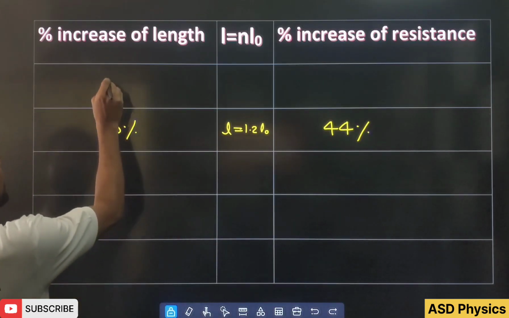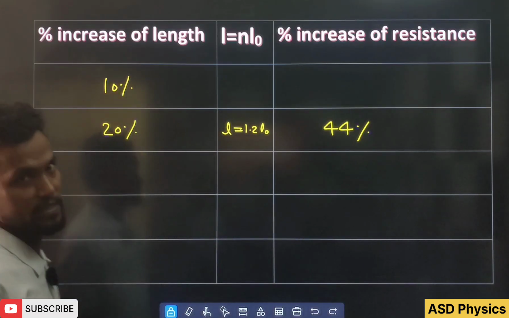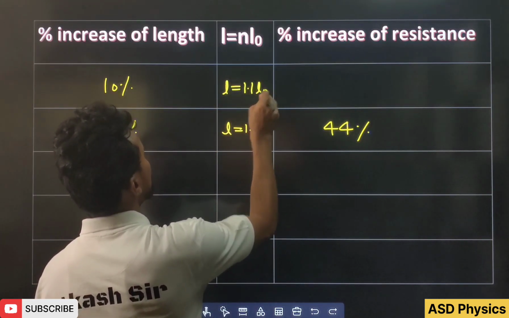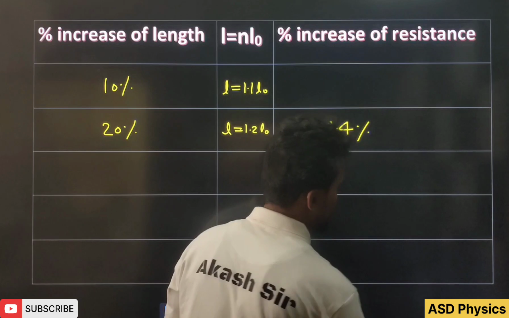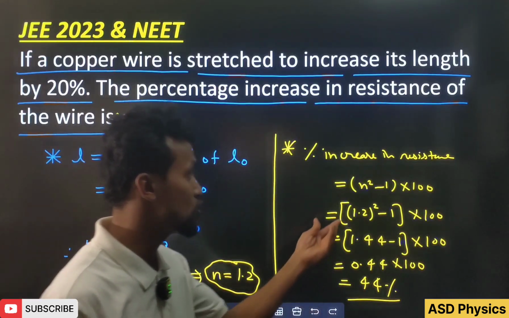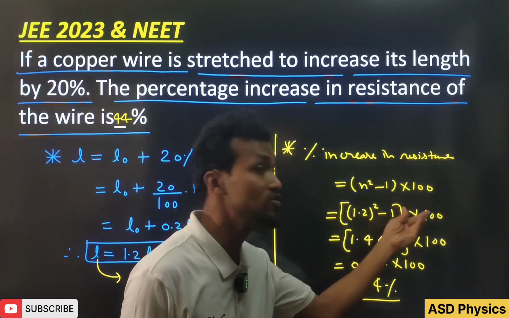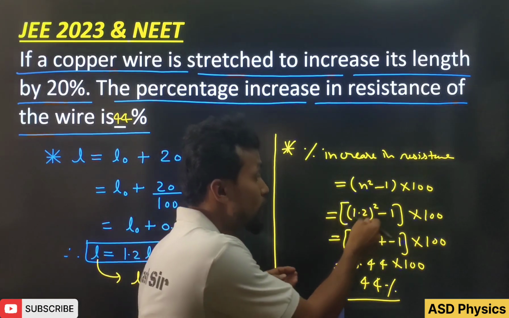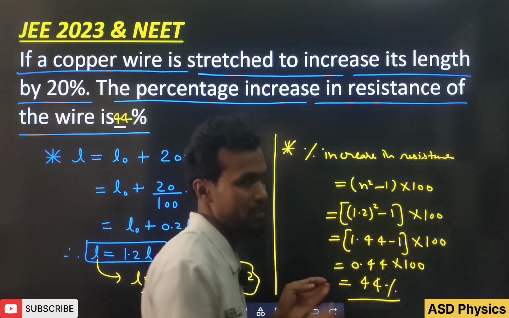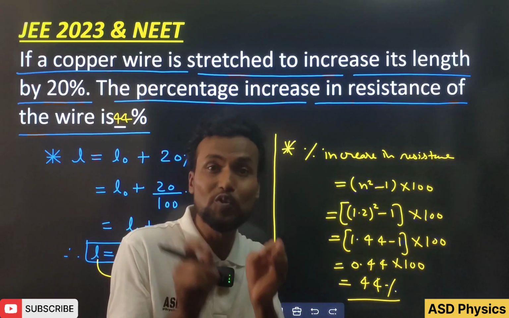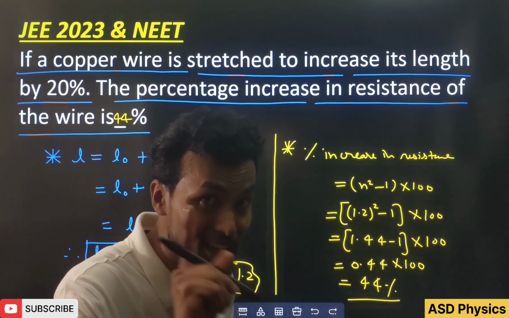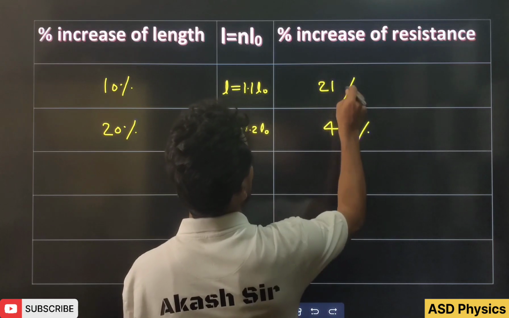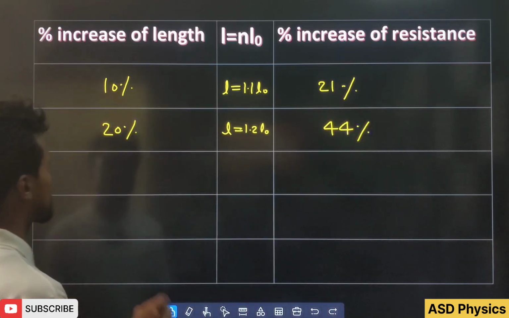If 10% is given, then think in the same way: L will become 1.1 L naught, and the value of N is 1.1. You will write 1.1 square minus 1 into 100. 1.1 square means 1.21, minus 1 into 100. When you simplify this, 0.21 into 100, it becomes 21% at the end. So remember, this is 21%.